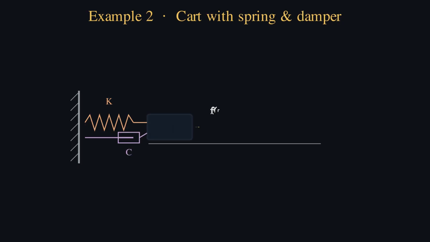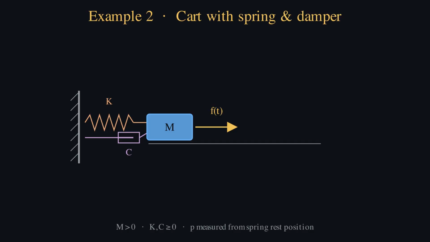The parameters M, K, and C are numbers that characterize our physical system, and they have natural constraints. Mass cannot be zero or negative, and also K and C can't be negative, so they can be equal to or greater than zero. One important detail is that we measure position relative to the spring's resting position, so it is relative to the point where the spring exerts no force at all.